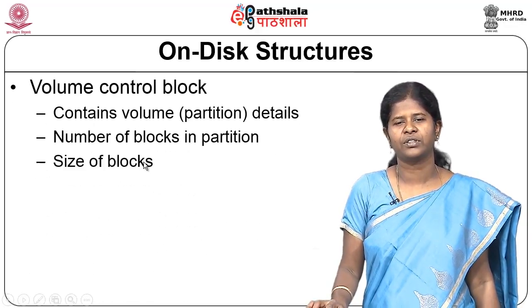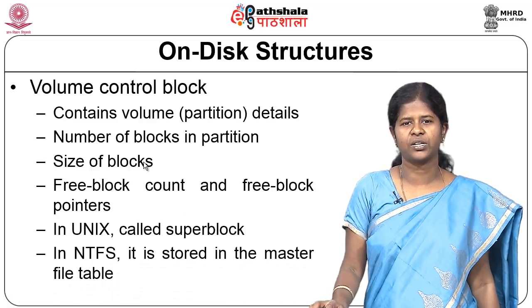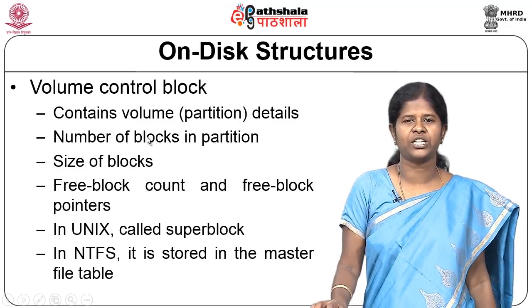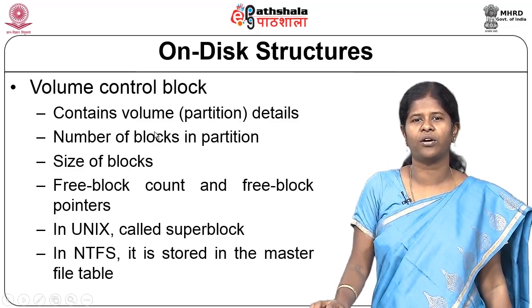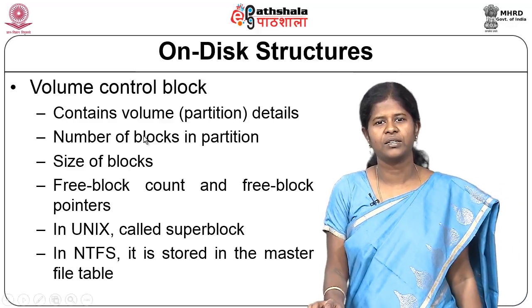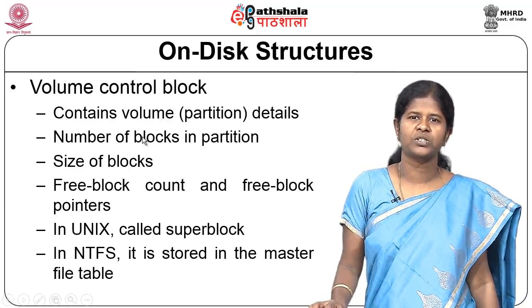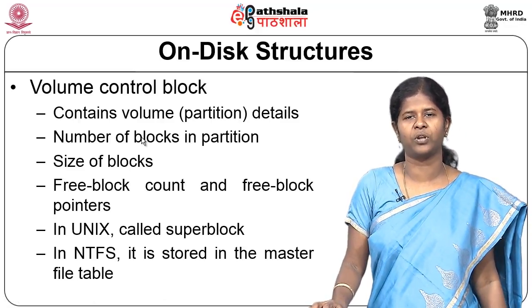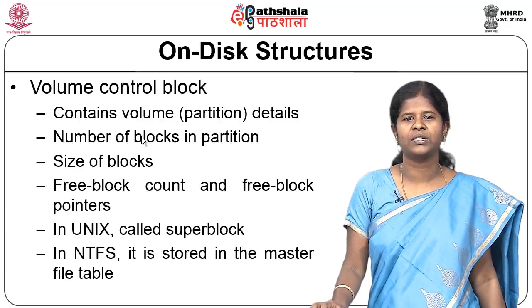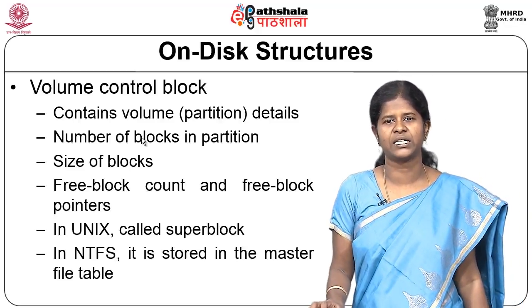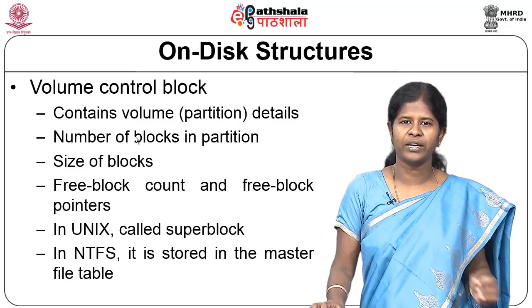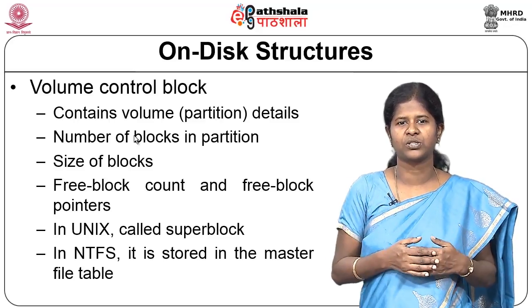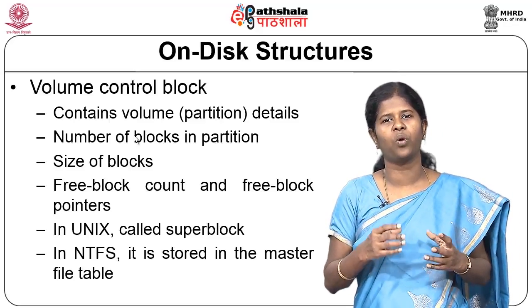And then we have the next data structure called a volume control block. This has information about a particular volume or a partition. What kind of information? That partition will have many number of blocks. So, the total number of blocks that are kept in that partition, then what is the size of each of those blocks, and if there are free blocks, the number of free blocks that are maintained in that partition, and it will also have pointers to the free blocks, or it will have the addresses of the free disk blocks. All these will be maintained in something called a volume control block.